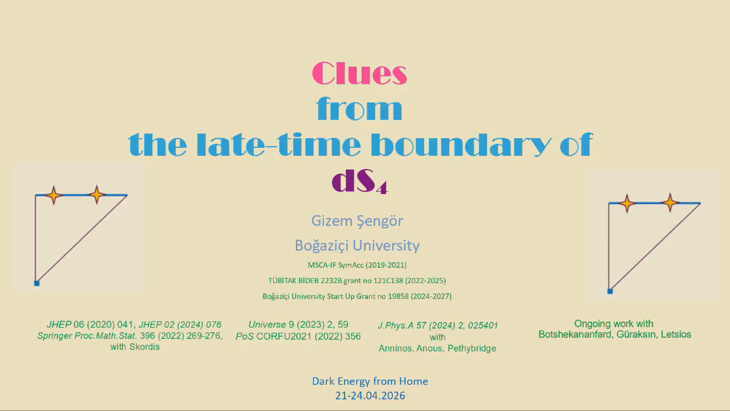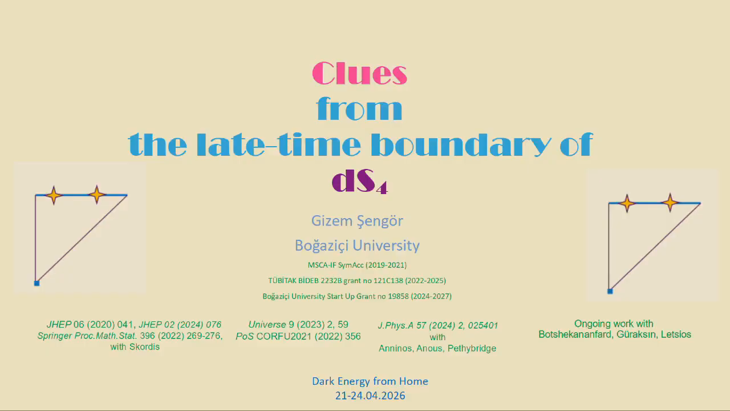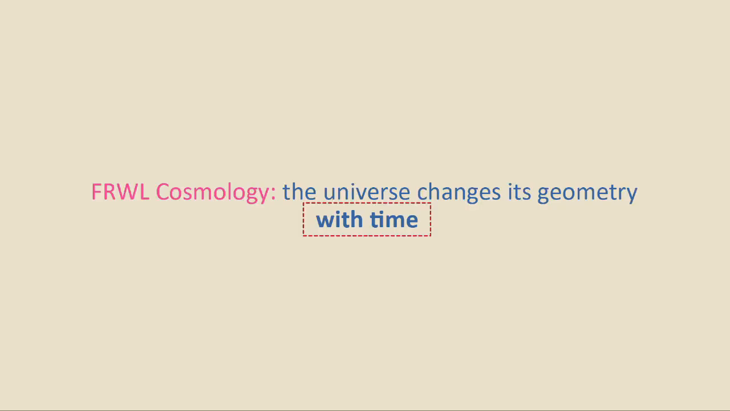With focus at the late time boundary of de Sitter, we want to gather some clues for holography on de Sitter. This will mainly be based in a way that it can be used immediately for early universe cosmology, but I will end the talk to open up a question on how we may use this information to understand dark energy as well. So Friedmann-Robertson-Walker cosmology deals with the time dependence of the universe.